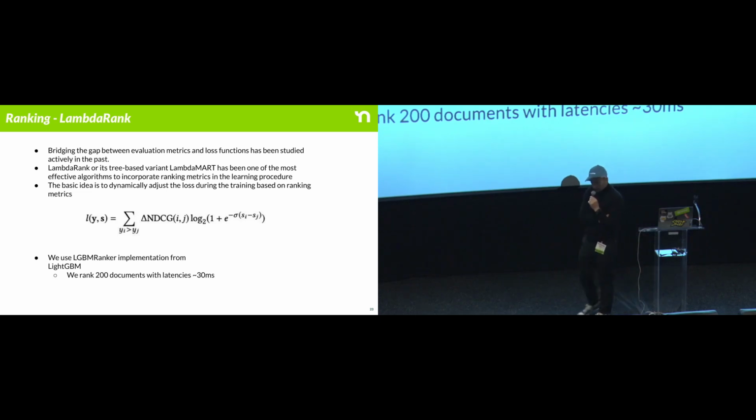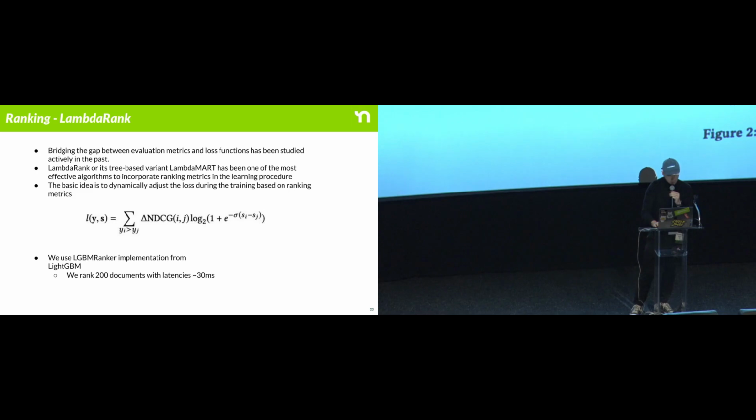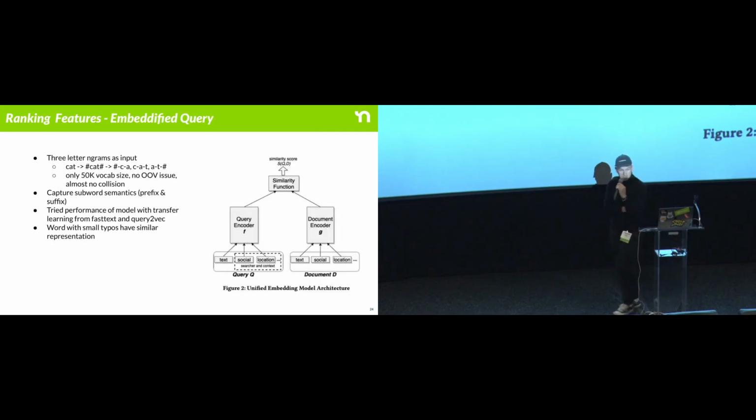Latencies are quite low. We have latencies around 30 milliseconds, and we're ranking 200 documents per query. And now I want to talk about some really exciting ranking features that we discovered that work really well for us. We're predominantly focusing here on the deep features.